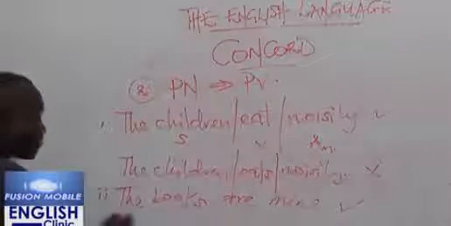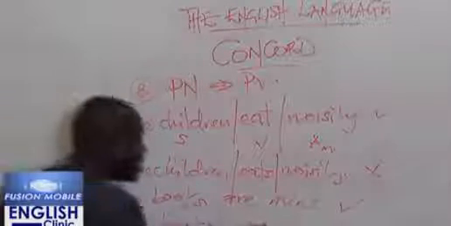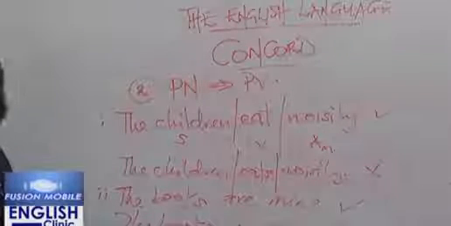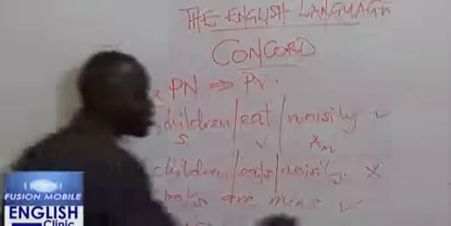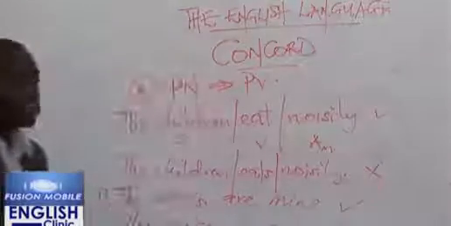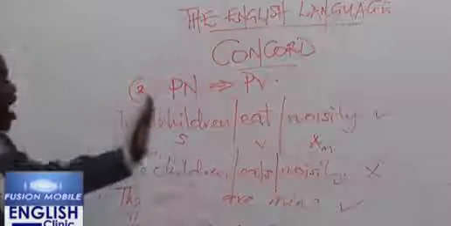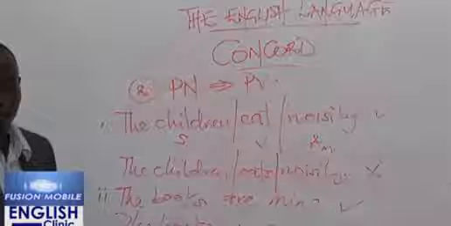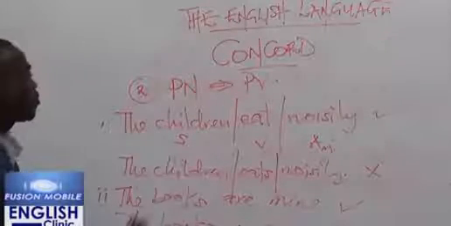I cannot, however, say the books is mine. Bear in mind that the books here is actually what? Plural. The verb there is what? Singular. So this sentence is what? Grammatically incorrect. So once again, this rule states that whenever we have a plural noun, it must agree with what? With a plural verb. Now let's conclude our discussion of the second rule of Concord.